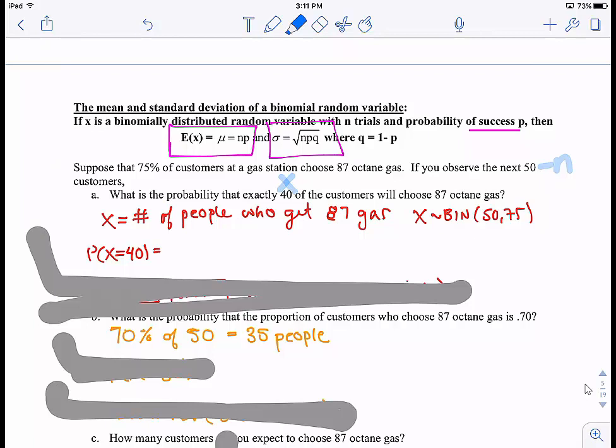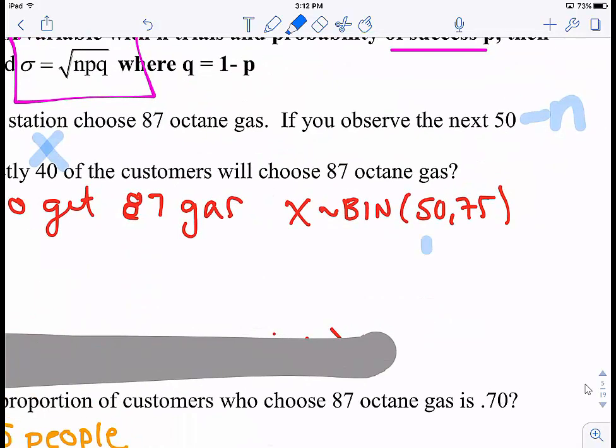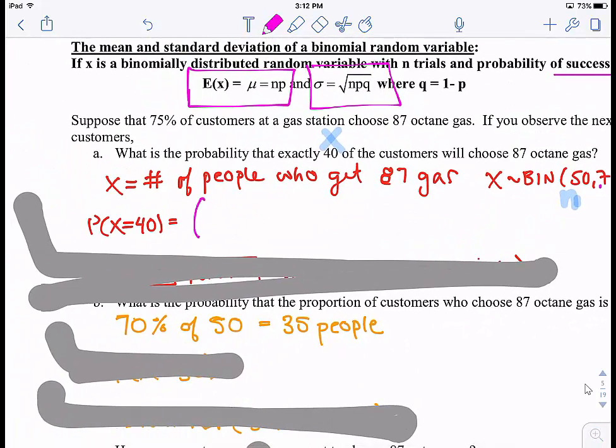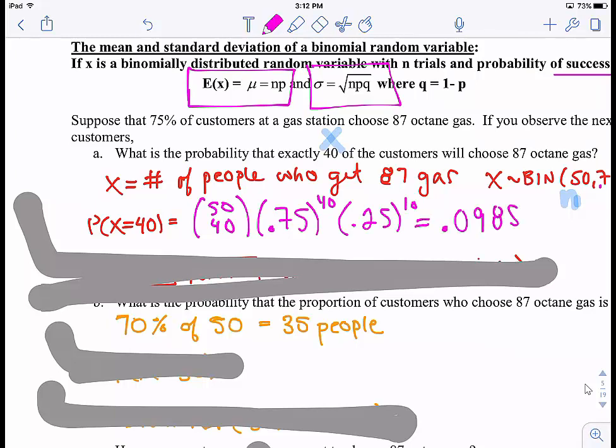So let's define the variables. X is the number of people who get the 87 octane gas, and X is approximately binomial distributed with 50 people or 50 trials and a 75% chance of success. So we want 40. So again, we're going to do 50 choose 40 people, and that would be really far down there on Pascal's triangle, so I'm going to let the calculator do that for me. Chance of success is 0.75, and 40 people did that. Chance of failure is 0.25. 10 people did that, and that would turn out to be about 9%.